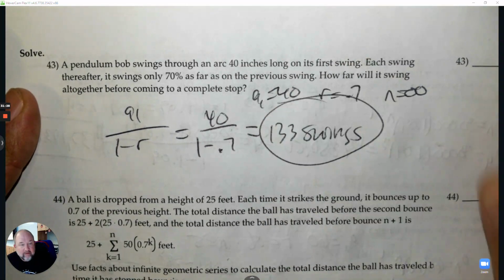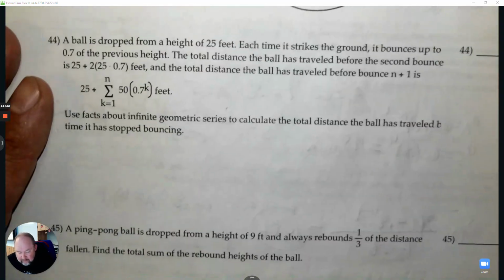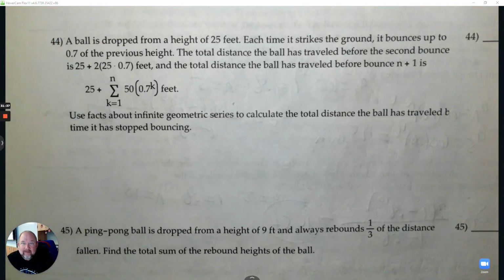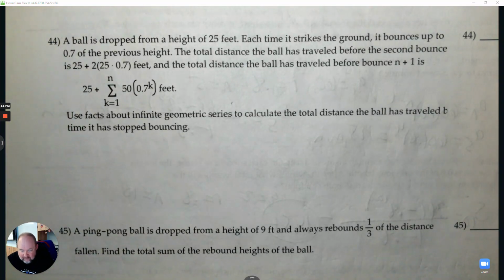You can use your calculator for that one. Use your calculator for everyone. A ball, this one was a little tricky. I was talking to a student about this one. I won't say who. And it took me a while to make sure I explained it correctly, and I did it correctly. So it was really good that we did that conversation and tried to figure it out.